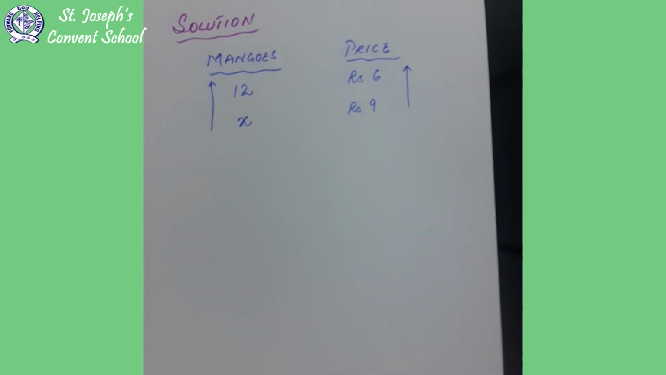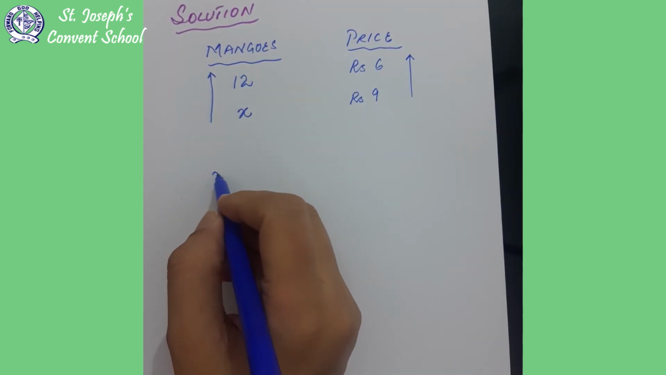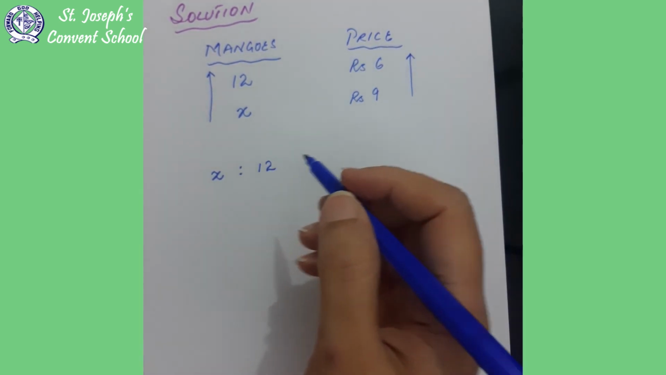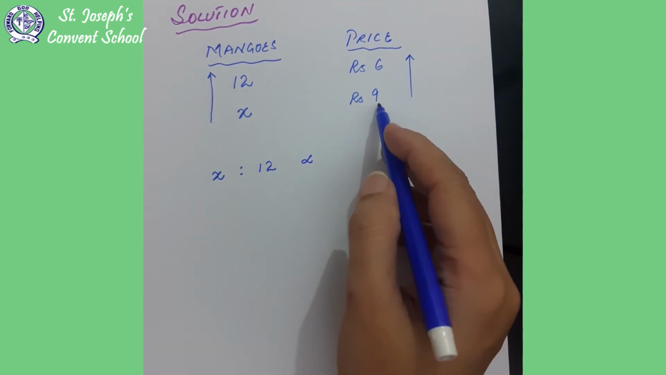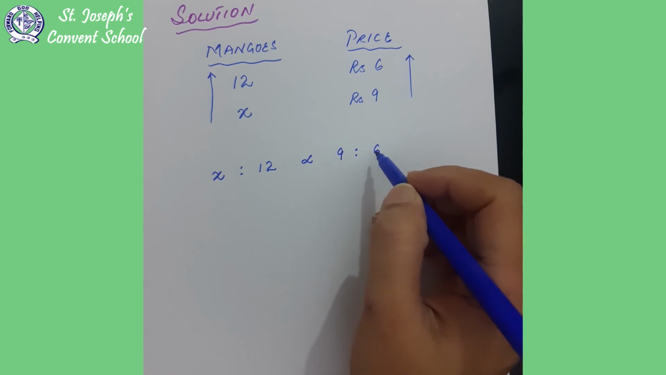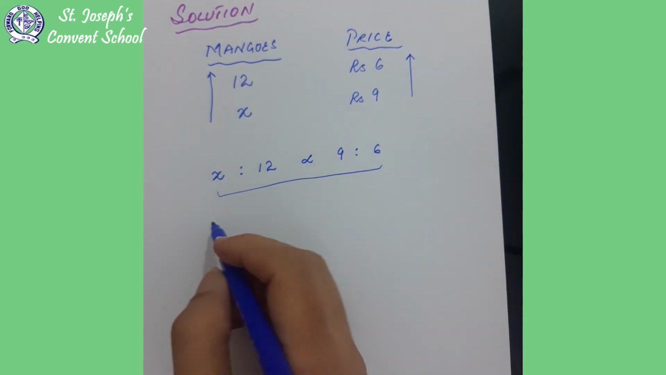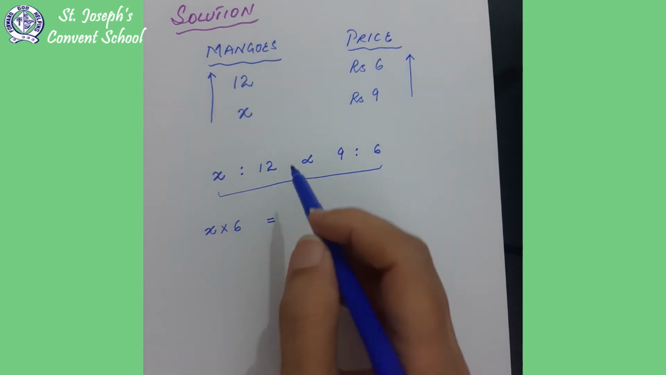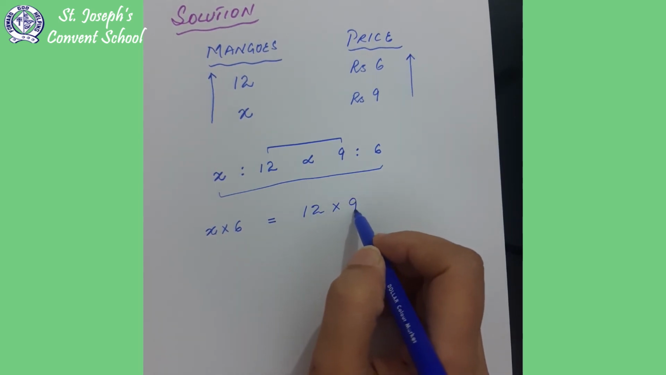Okay, now same way you are going to write, we'll start with the tail then move up. So this tail is x, so we'll write x, then move up, it is 12. Okay, so this is the first ratio set, then directly proportion to. Start with the tail, it is 9, then go up 6. 9 is to 6. Now same way, product of extreme values. So these two will multiply. X into 6, product of extreme values is equals to product of means. So product of means means 12 into 9.